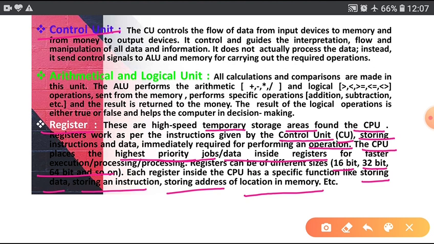Register is a temporary storage area found in the CPU. It works as per instruction given by CU. It stores data and information immediately required for performing an operation. The CPU places high priority job data inside register for faster execution. Register can be of different sizes, 16-bit, 32-bit and 64-bit and so on. Each register has a specific function like storing data, storing information, storing address of a location in memory. Okay.